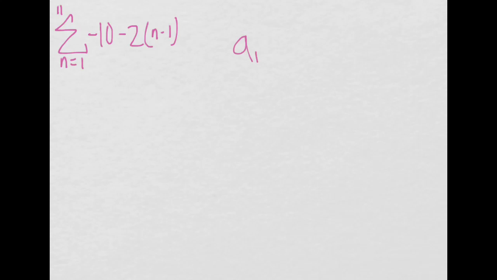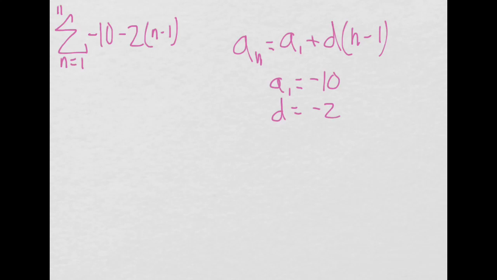It's of the form a sub n equals a sub 1, our first term, plus d, our common difference, times n minus 1. So recognize then in this case we're saying a sub 1, our first term, is negative 10, and d, our common difference, is negative 2.